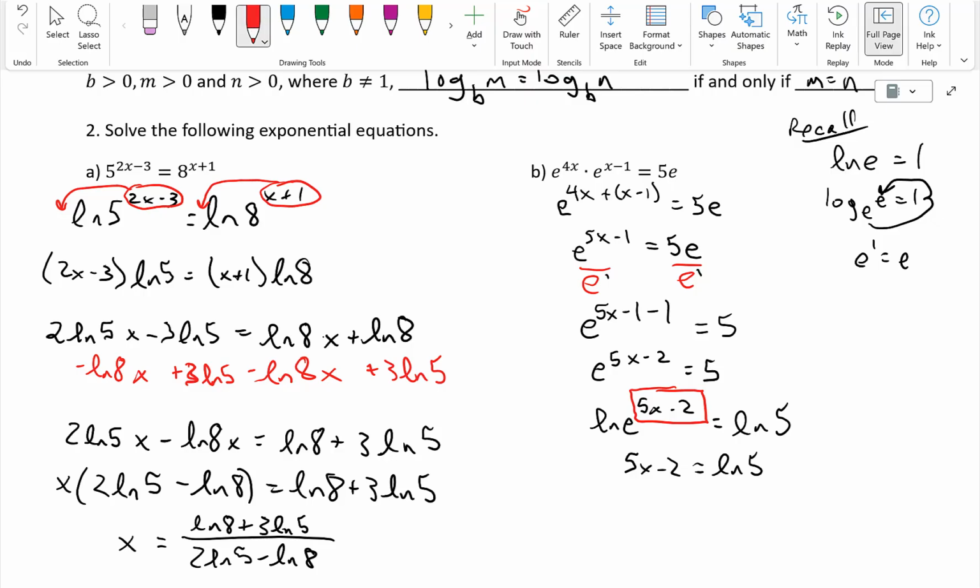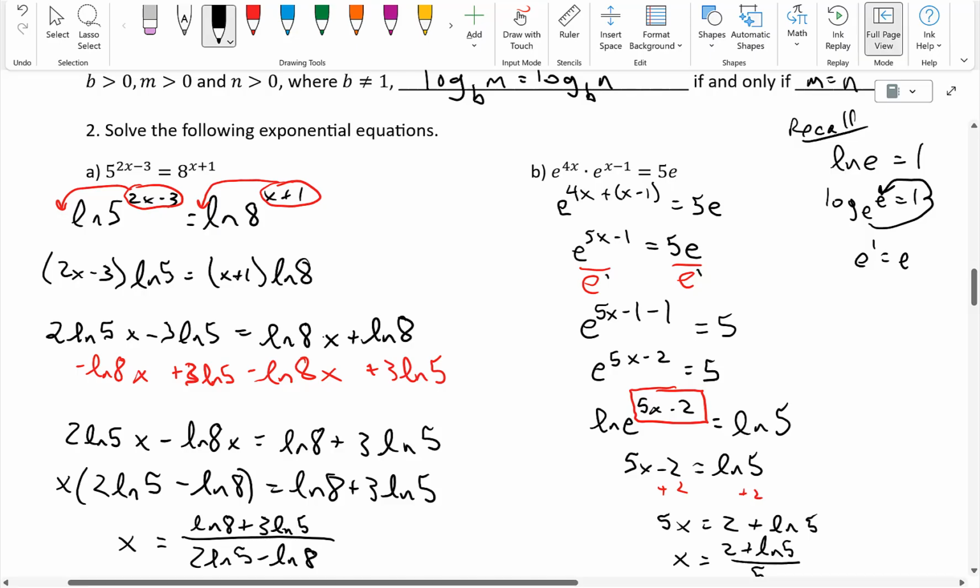We can add our 2 to both sides. Maybe we don't have to write both of these steps, but 5x equals 2 plus ln of 5. And then we divide by 5. I'll do it without writing so I can finish it here. 2 plus ln 5 over 5 would equal x there.